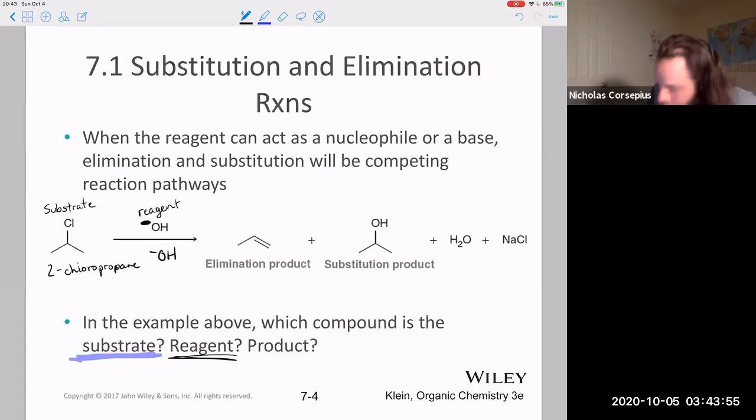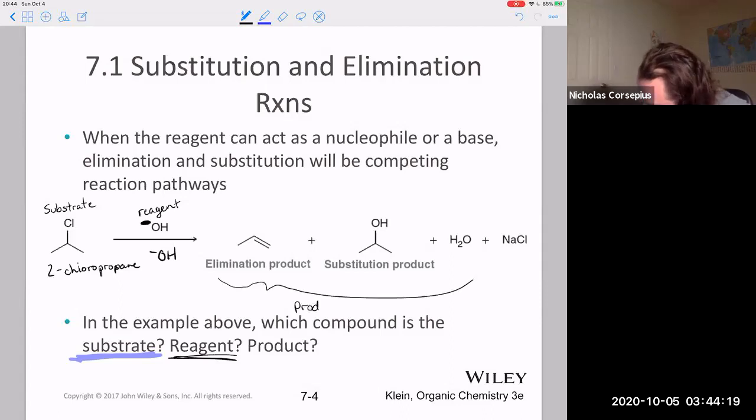The reagent is, in this case, the hydroxide ion or sodium hydroxide. Both of these are your reactants, but you'll hear us refer specifically to the substrate, again, that organic alkyl halide in this particular case, and then the reagent, which you're adding in order to transform that substrate. So it's kind of just the roles that they're playing. And then of course the products is everything over here.